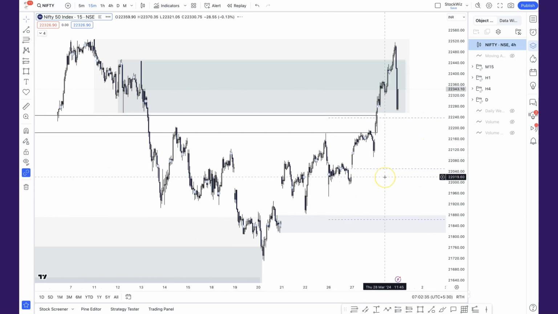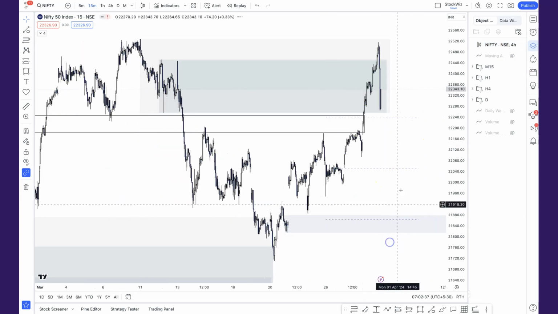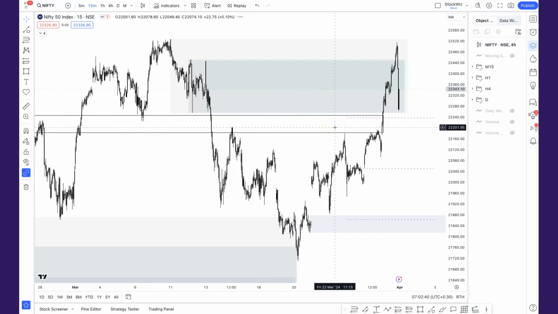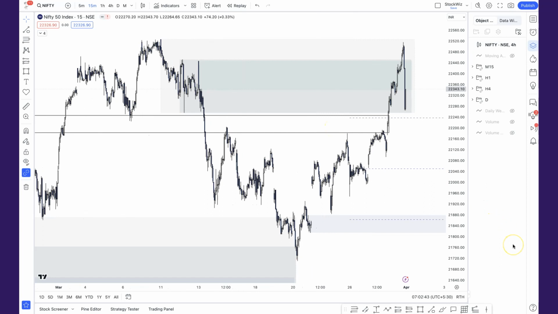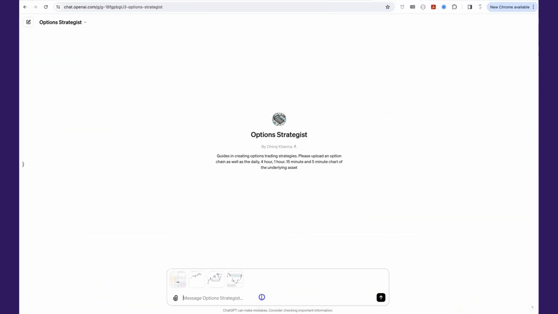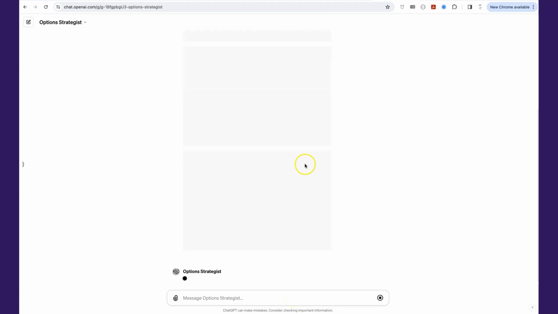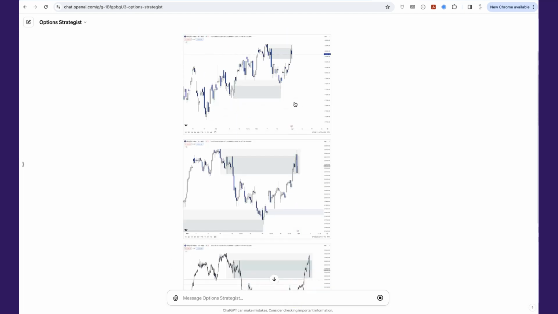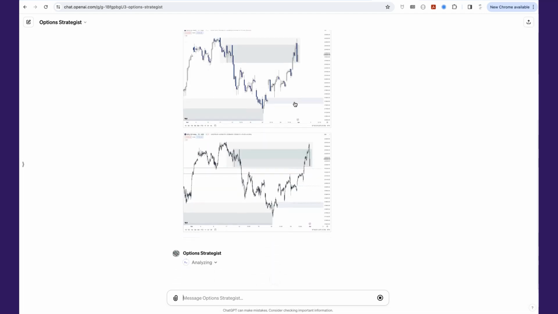okay. I can see, mark some levels, some support, resistance, some POIs, that kind of stuff. So this is my M15 and I take this snapshot and I again put it here, and now I don't have to do anything, just press enter and let's see what it does. So it's going to read these images hopefully, and yeah, that's pretty much it.